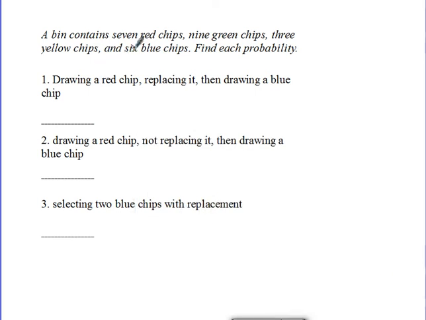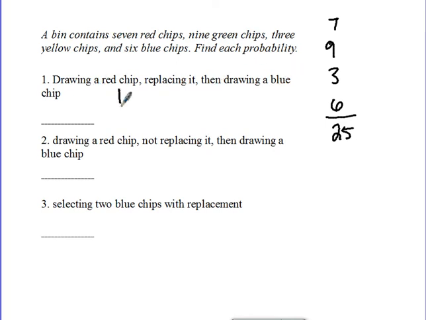A bin contains 7 red chips, 9 green chips, 3 yellow chips, and 6 blue chips. So all in all, there are 25 total chips in the bin. All right, we're going to find the probability of drawing a red chip, replacing it, then drawing a blue chip.